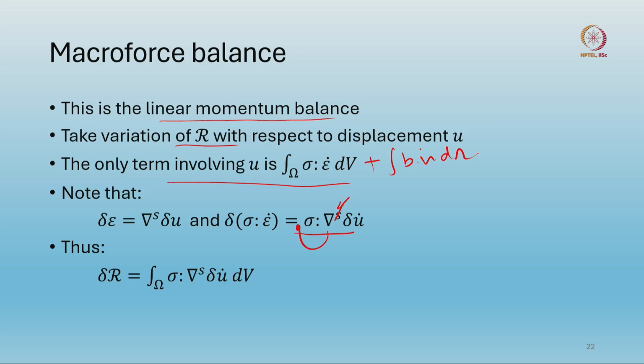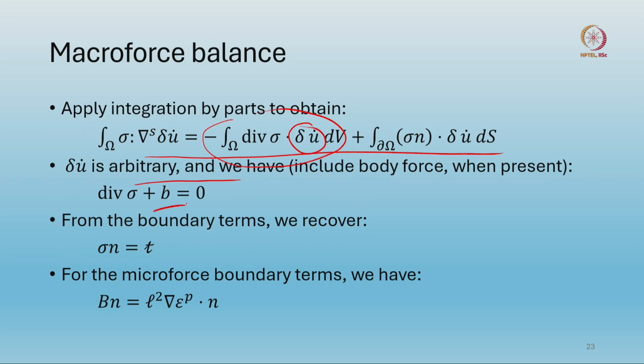This I did not put. If you put it, you will be getting this B also. Divergence of sigma plus B equal to 0. If there is no extra body force, then B is 0. Typically the gravitational force in many problems is not important. So, B is typically 0 in many problems of interest in mechanics.